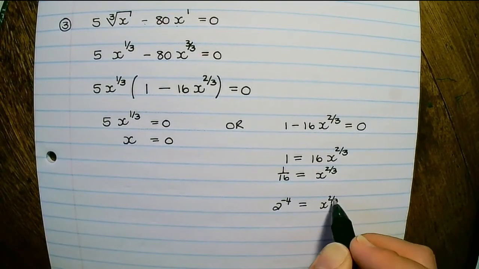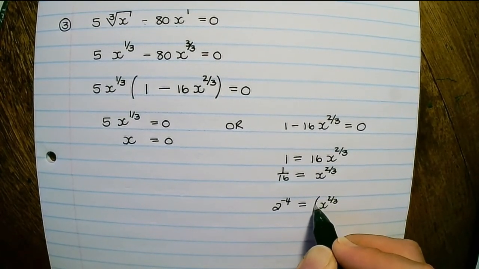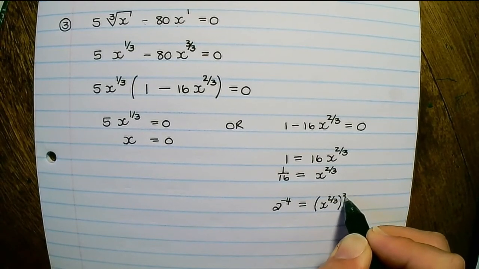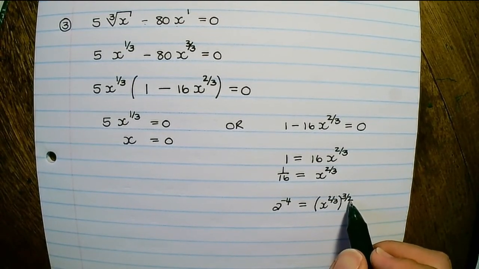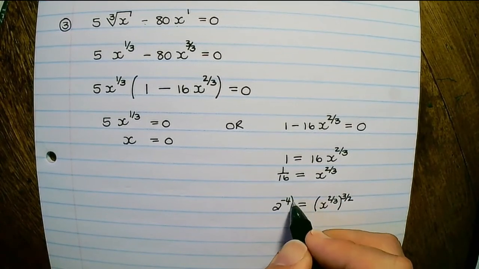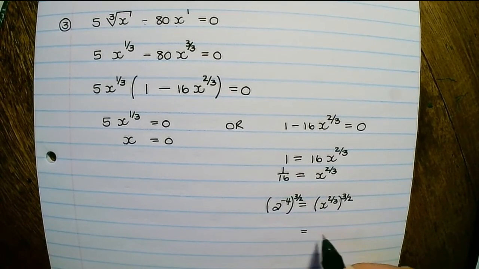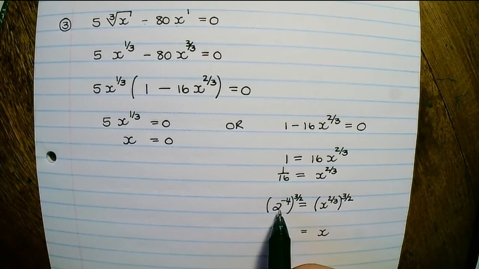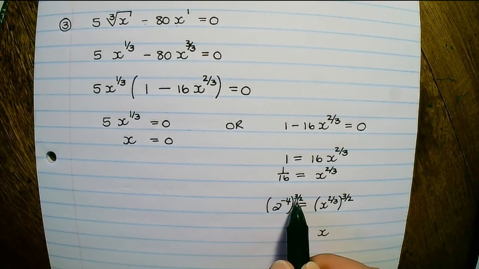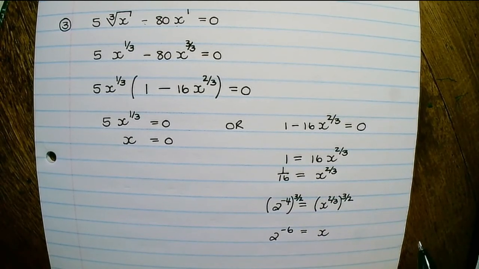And in order to remove the 2/3 in the exponent, I multiply by its reciprocal. So that is 3/2. And what I do on the right hand side, I would do on the left as well. So therefore I have x is equal to, now it will become 2 to the power of negative 4 times 3/2, which is negative 12 divided by 2, so that's negative 6. So it's 2 to the power of negative 6. And if you want to simplify, you can see that x is equal to 1/64.